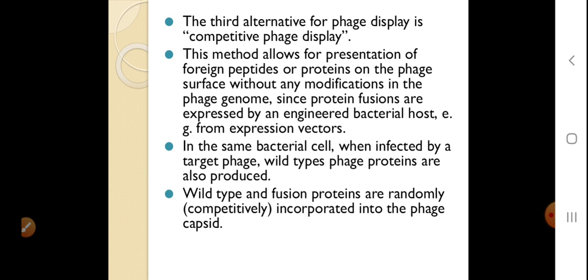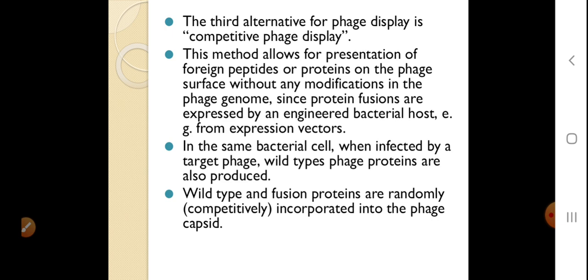We know what expression vectors are. These are the vectors which are designed for maximal expression of your protein, right? They have a promoter, they have an RBS, they have a termination sequence which is recognized by the host. So this has an enhanced expression of your foreign protein. Fine. So you have a bacterial host which harbors the expression vector and synthesizes a protein. Now this host is utilized for your bacteriophage display. That is, we are infecting this host with the phage which carries your foreign protein on its surface.